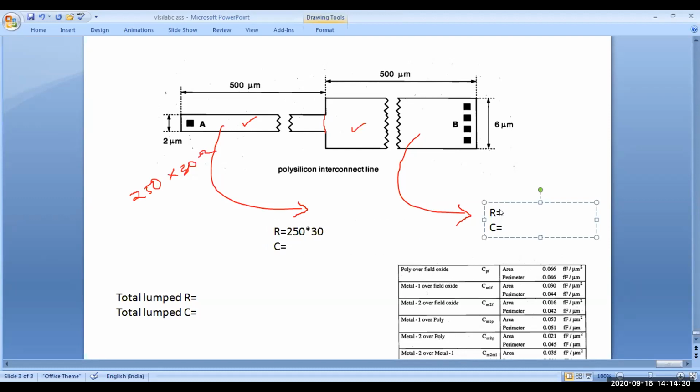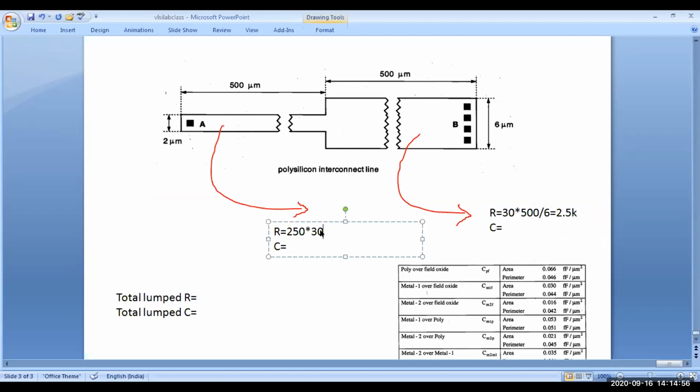500 by 6 into 30. So the total will be 2.5 kilo ohms for here. And for this, it will be 250, and this it will be 7.5 kilo.